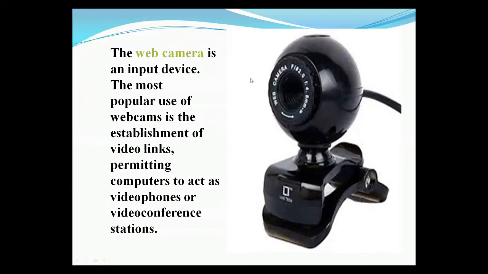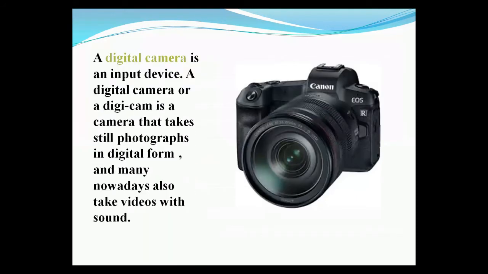Okay, students. Now we move toward this Canon camera, which is a digital camera. A digital camera is an input device. A digital camera or a DigiCam is a camera that takes still photographs in digital form, and many nowadays also take videos with sound. This input device is called the digital camera, and by using this digital camera you can do different tasks.